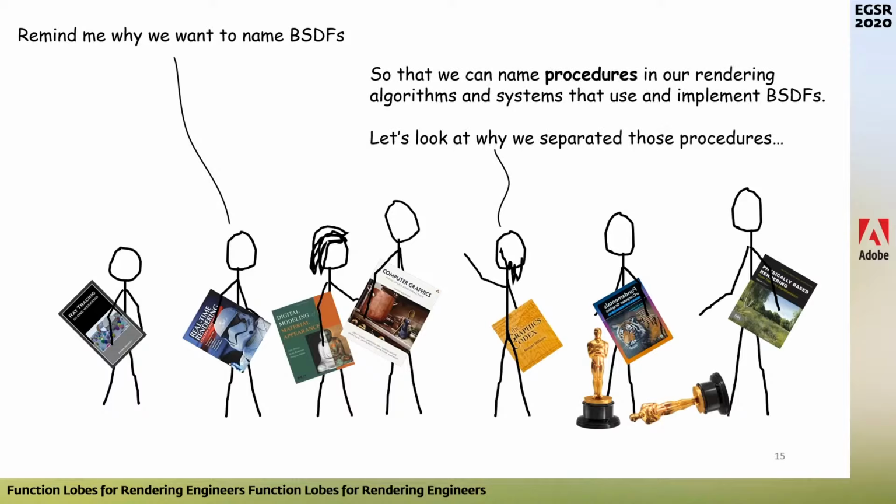We notice that when we are creating code or algorithms, we have procedures, methods, functions, we need to name them when we use and implement BSDFs in different ways. And we notice that we sort of factor the code itself into different helper functions. And so let's look at why we make those separate functions and the separate classifications, and that will justify branches of the taxonomy.